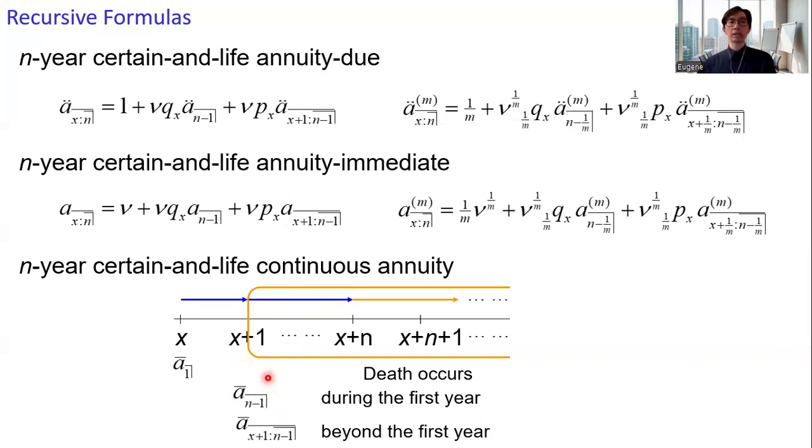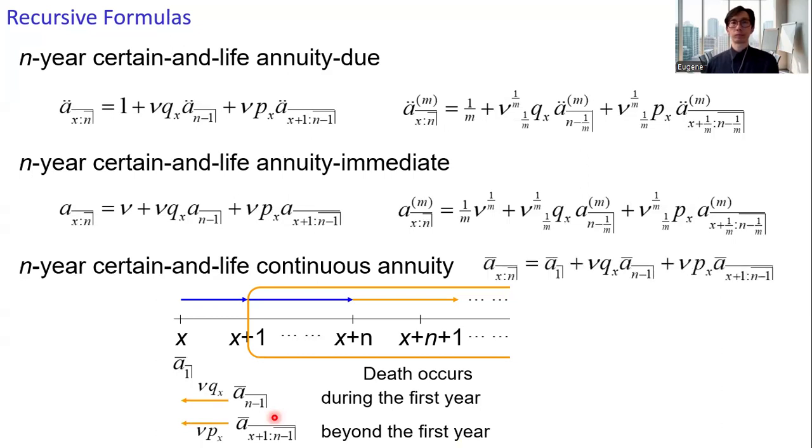If the individual dies beyond the first year, so we have n-1 year certain and life continuous annuity at age x plus 1. Discount back. And we get the relationship.